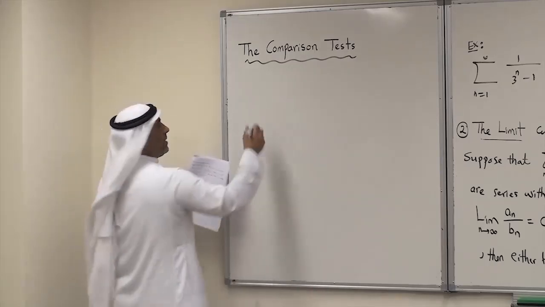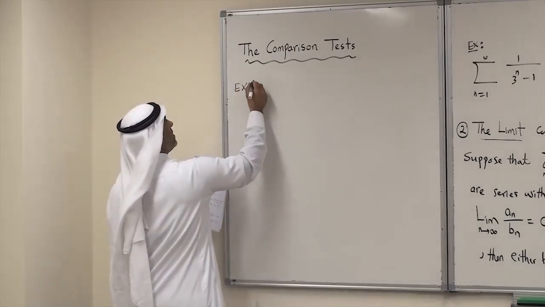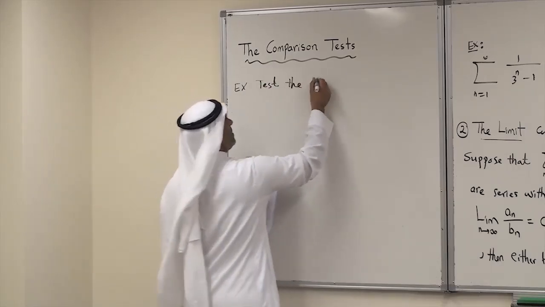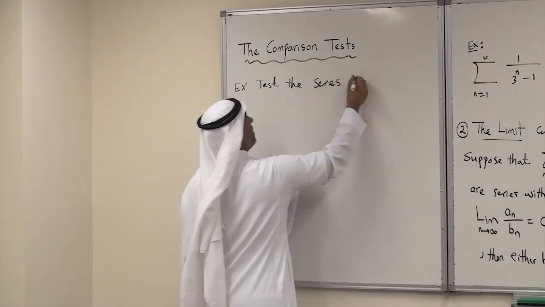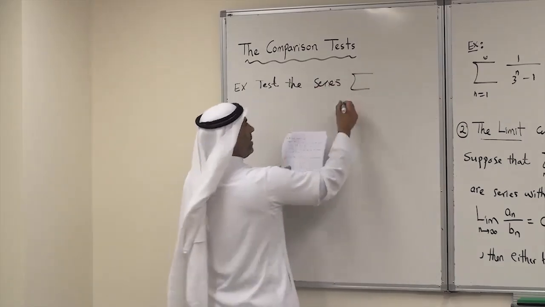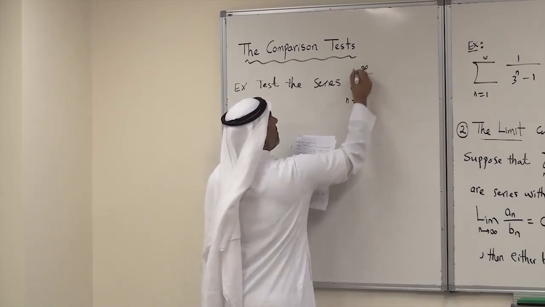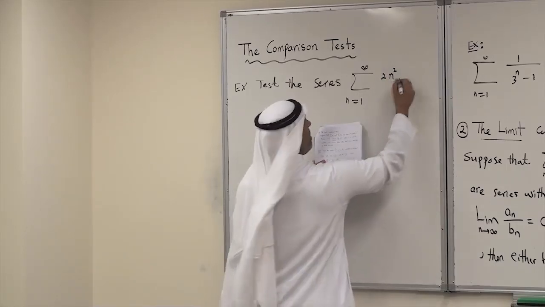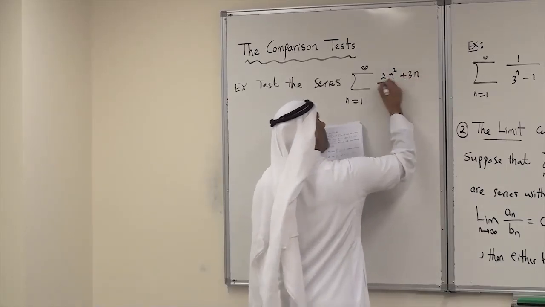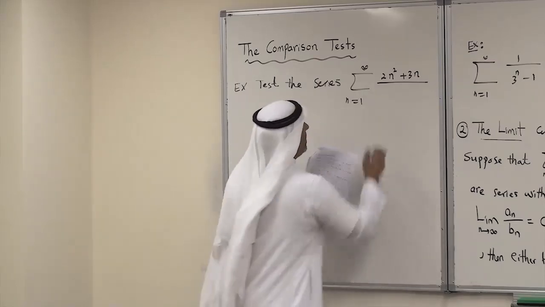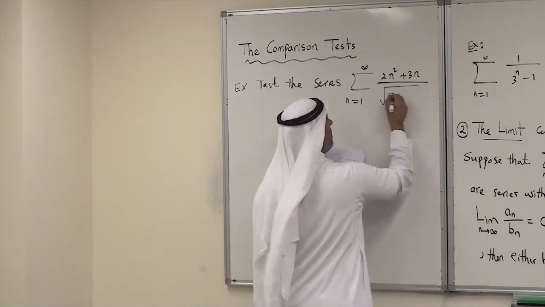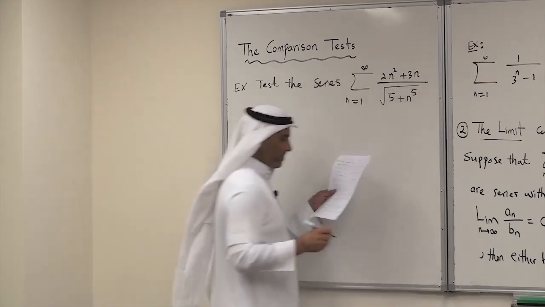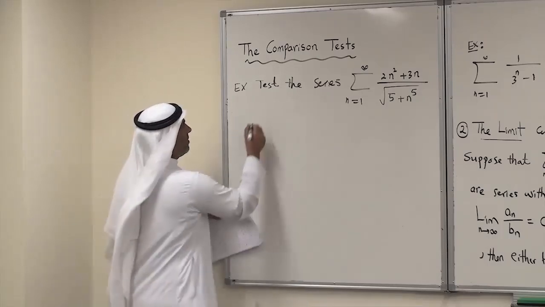Okay, let us look for the question here that says test for convergence the series given by this, n equal to 1 up to infinity, okay? And then we have here 2n squared plus 3n divided by the radical of 5 plus n to the power 5. Okay? Test this series for convergence.